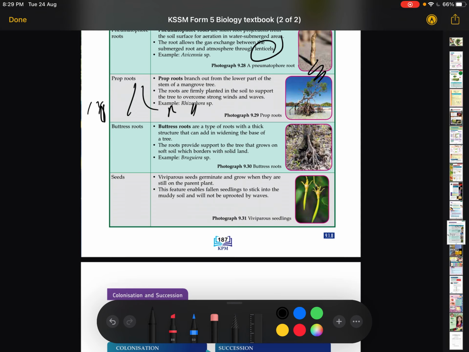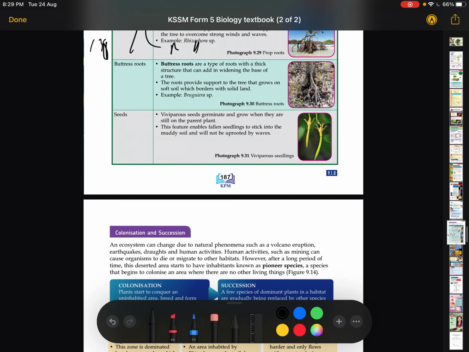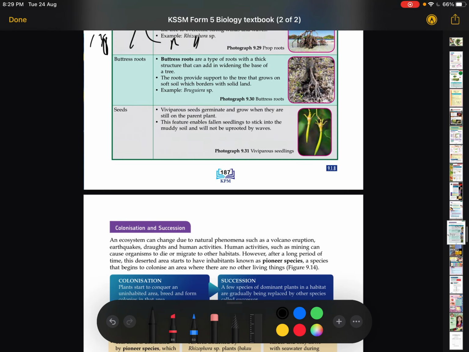Next will be prop roots, and the other one is buttress roots. Prop roots and buttress roots are special roots that provide support to the tree to withstand certain winds, certain waves, certain disasters. Prop roots are sticking out of the ground, while buttress roots are more into the ground but bigger.